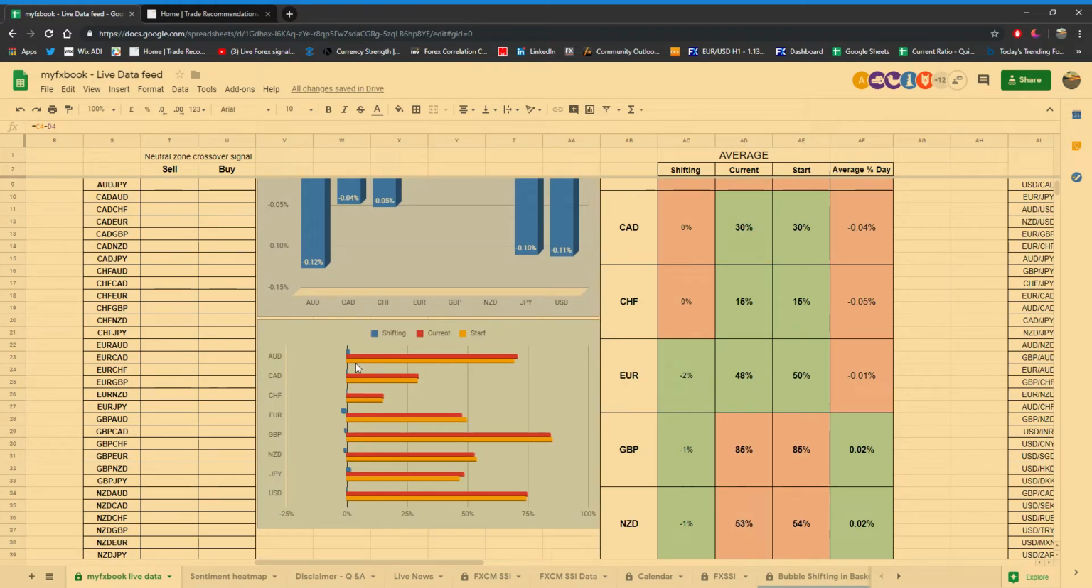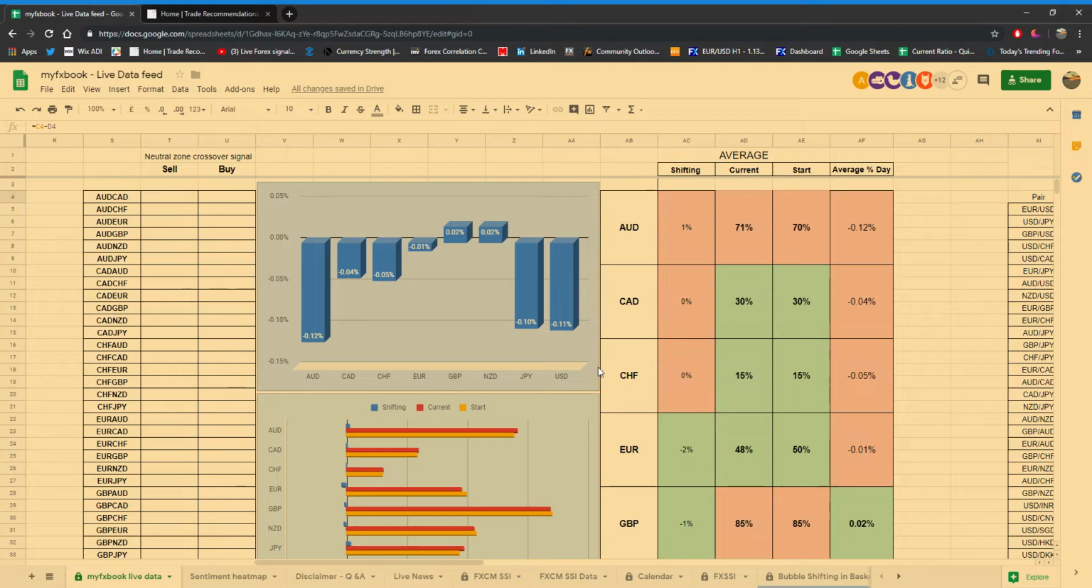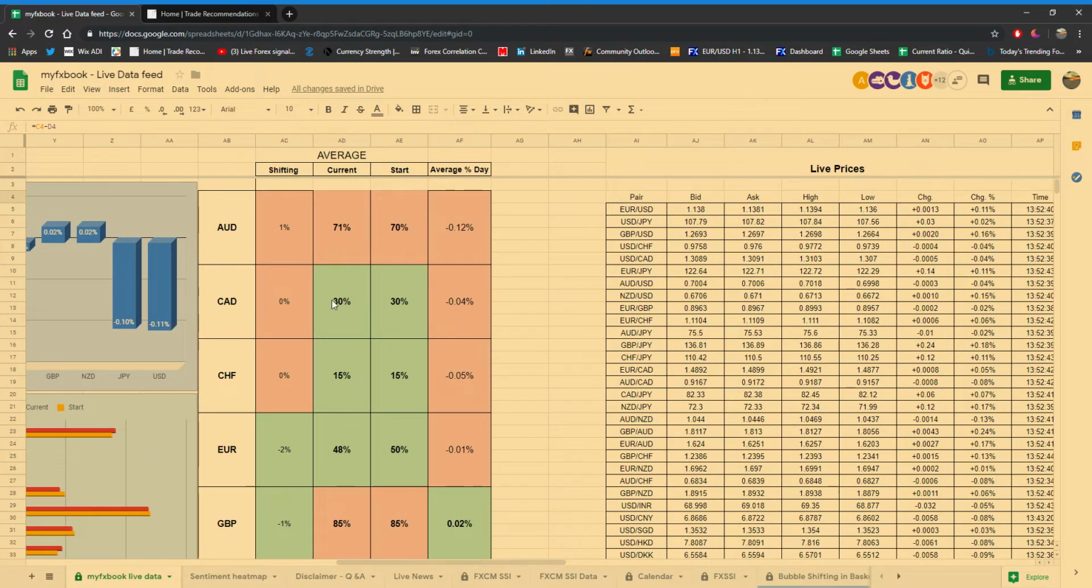Obviously, this is the sentiment here. So the taller the column, the more of a seller it is. The shorter the column, the more of a buy it is. We see the Swiss franc should do well. Pound is very overstretched. Then again, it's the 50% line that we're interested in. This is just data that's for the bubble charts there.